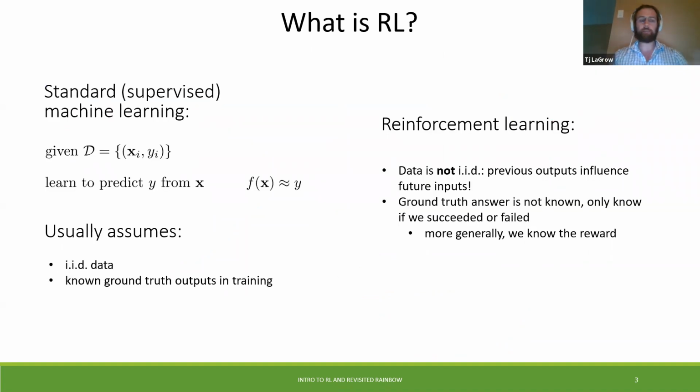To compare it with standard machine learning, usually we're given some distribution X and Y. We want to learn to predict Y from X. This usually assumes that we have IID data and that we actually know our ground truth inputs. However, in contrast with reinforcement learning, the data is not IID, and the previous outputs will influence the future inputs. We don't necessarily have ground truth, only whether it succeeds or fails.